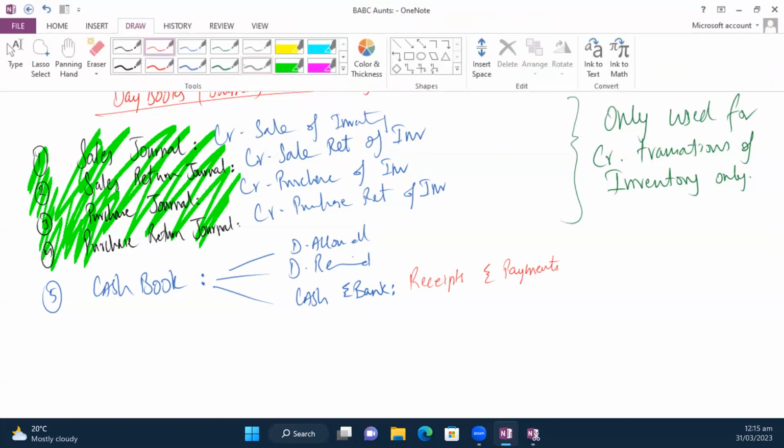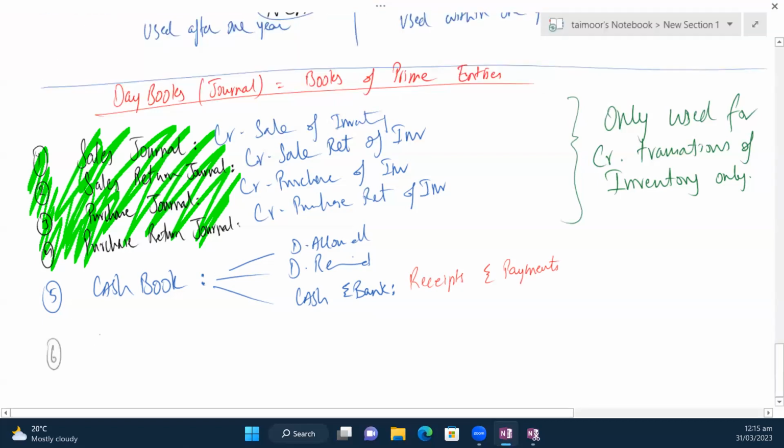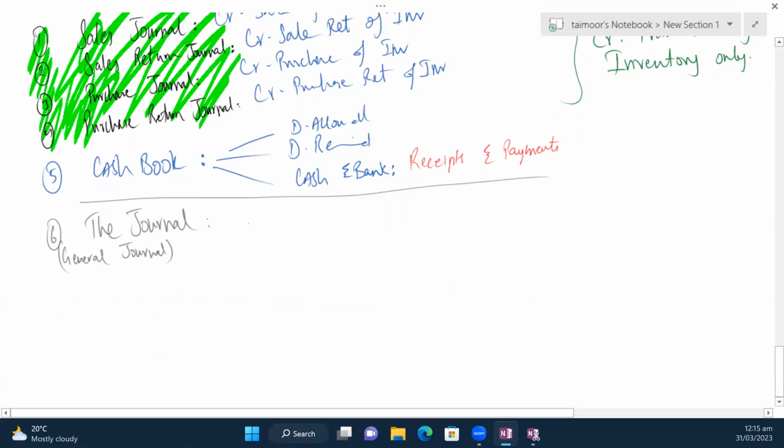And finally, you have the journal, also known as general journal. What all comes in this? Number 1, credit sale and purchase of non-current asset. Number 2, non-cash expenses like depreciation and bad debt.